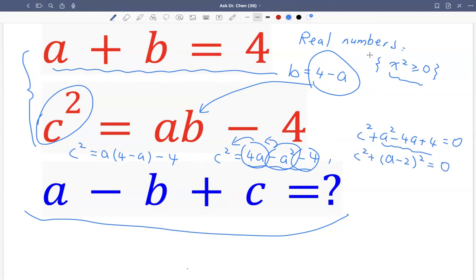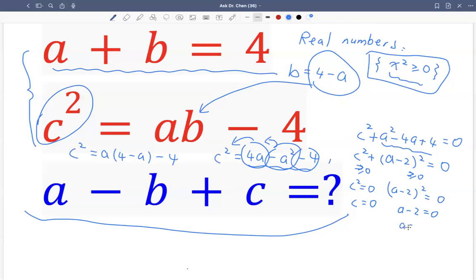All right. Now we can use this property of real numbers. So c squared has to be at least 0. (a minus 2) squared has to be at least 0. But the sum of those two is 0. So that forces these two to be 0. That forces c squared to be 0. That forces (a minus 2) squared to be 0. That gives us c equals 0 and a minus 2 equals 0, which means a equals 2.